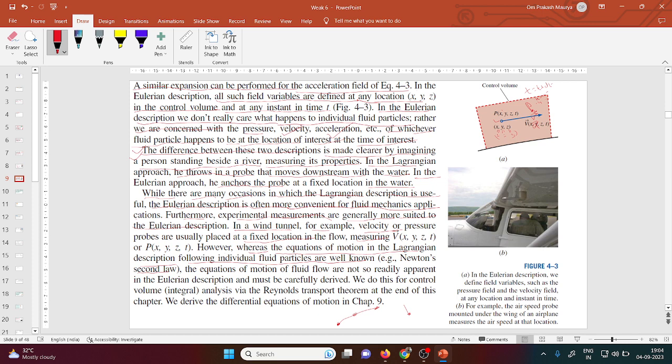Newton's second law is given for only one object moving from one place to another place. So directly, we cannot use Newton's second law in the Eulerian description. So what we use is the Reynolds transport theorem. By using the Reynolds transport theorem, we use Newton's second law for the Eulerian description.